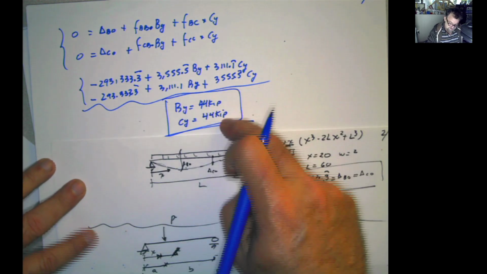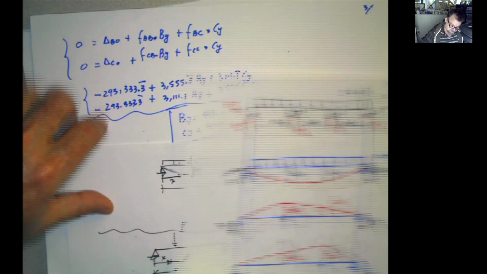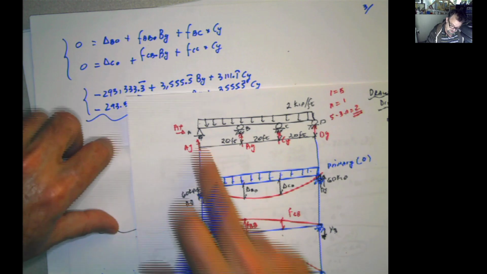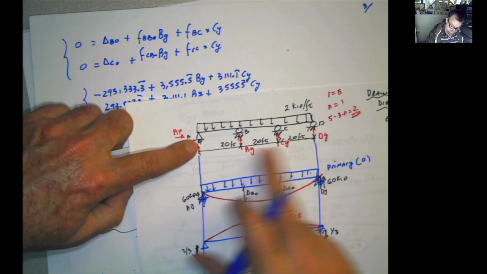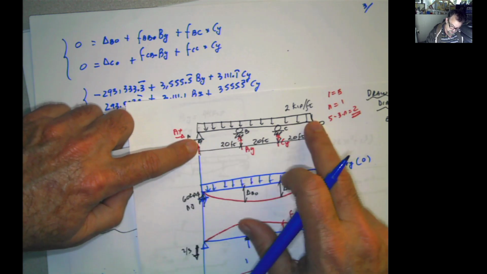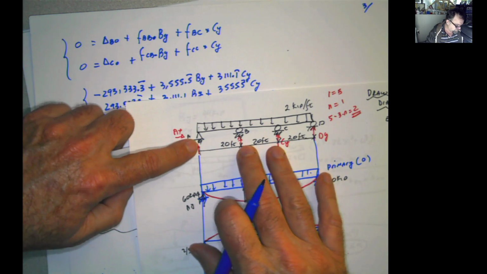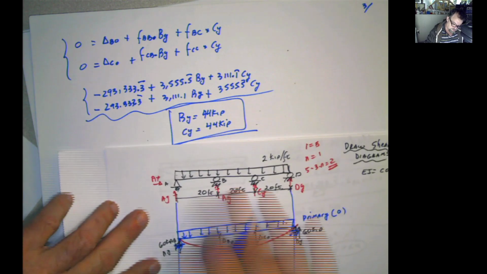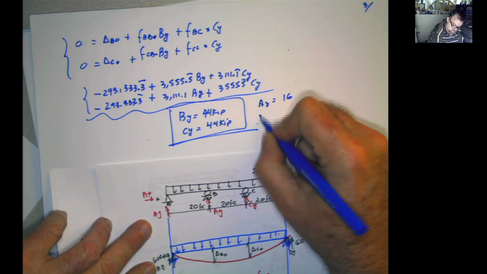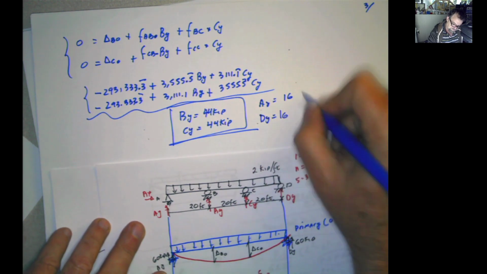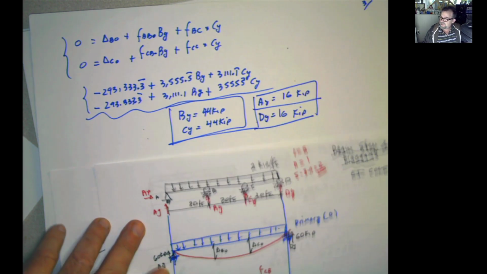So if these are my two redundants, now I can go to the original equation here and calculate the real AY. The real AY then is going to be, if this is 44 and this is 44 and this is 120, 120 minus 88 is 32. 32 divided by 2 is 16. So AY is going to be 16 and DY is going to be also 16. And we finish our reactions.